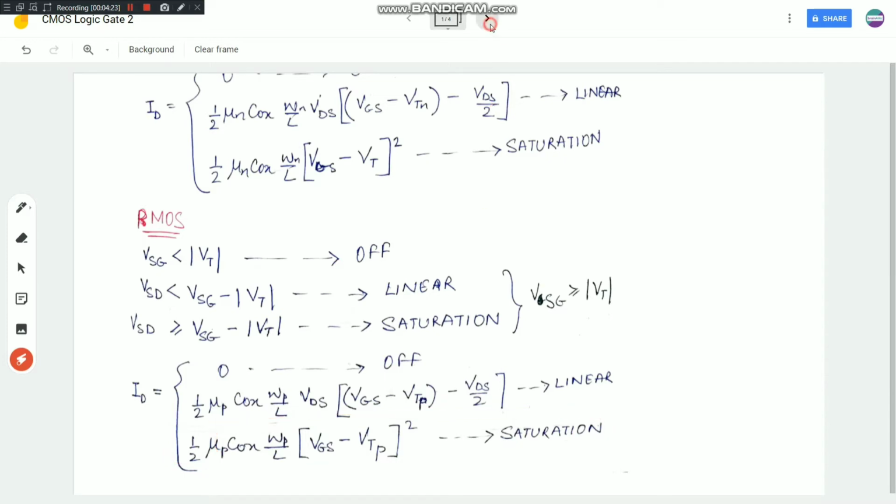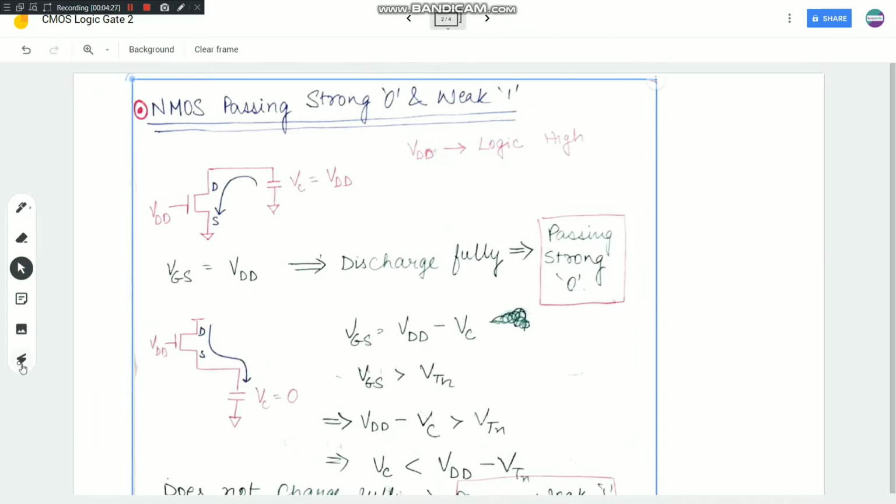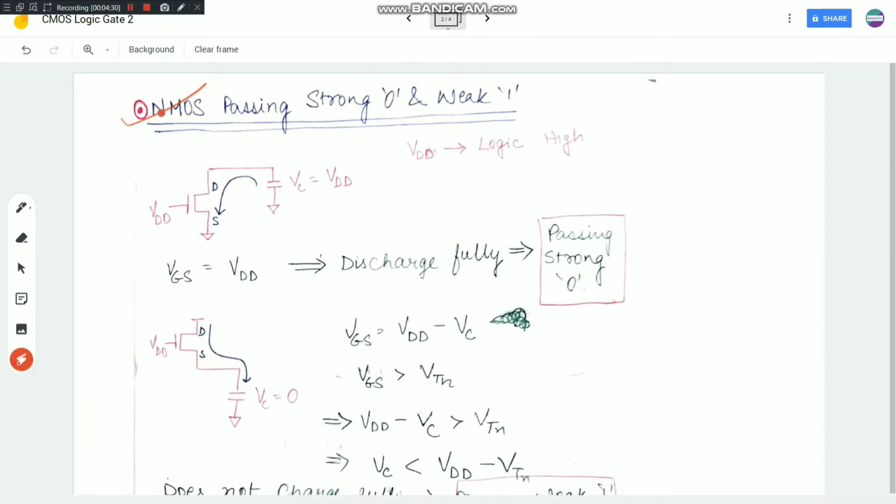Now, going forward, we'll discuss why NMOS passes a strong 0 and a weak 1. Consider a case where I have a fully charged capacitor connected to an NMOS in this configuration. For an NMOS, where the potential is high, we note the region as the drain, and where the potential is low, we mark it as the source. So VGS is equal to VDD.